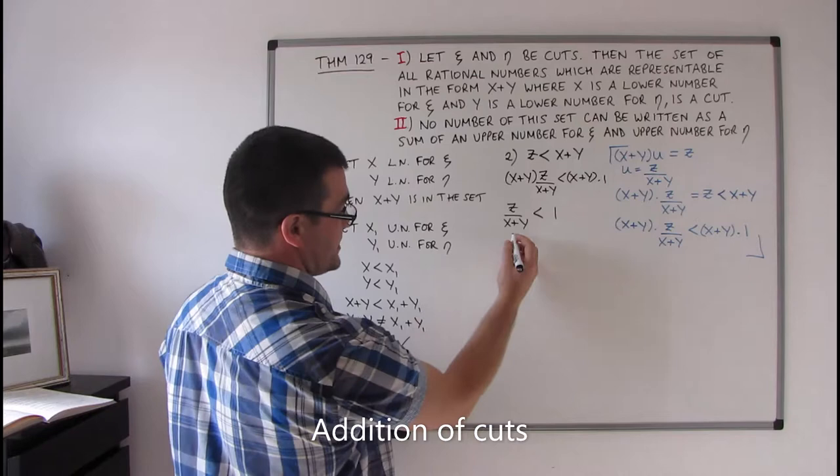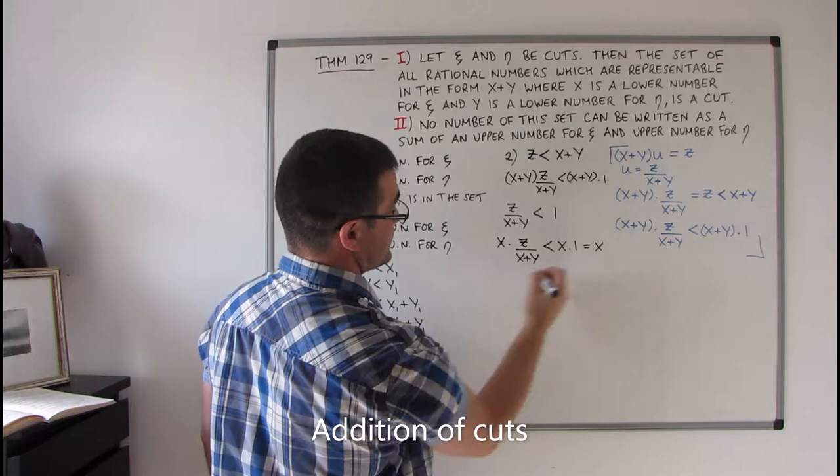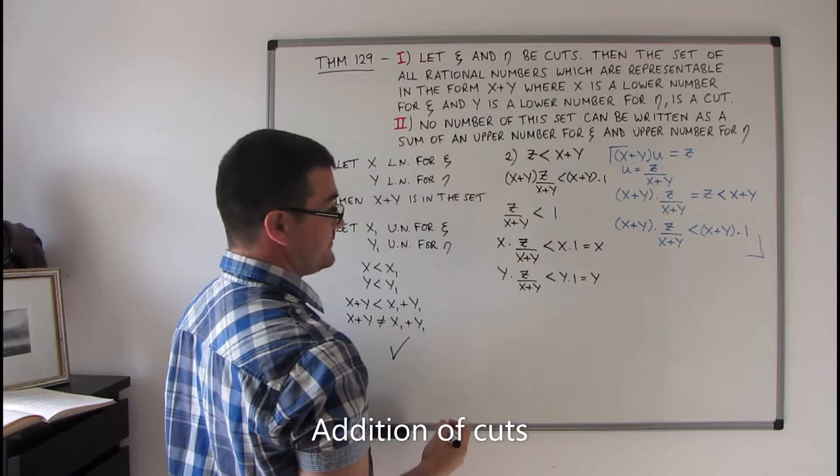So in particular, we get x times z over x plus y is less than x times 1, which equals x, and y times z over x plus y is less than y times 1, which equals y.